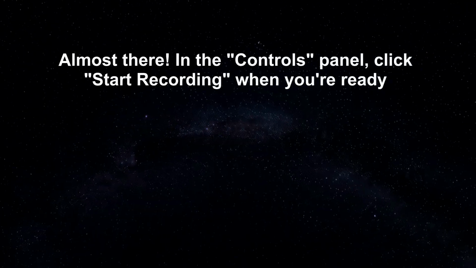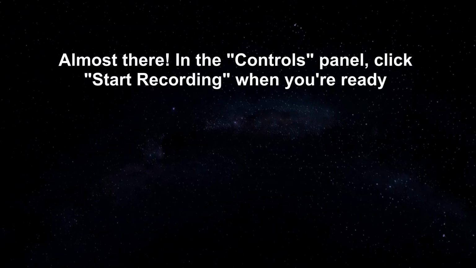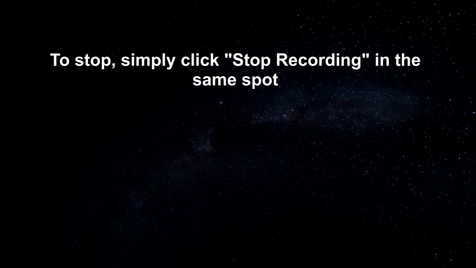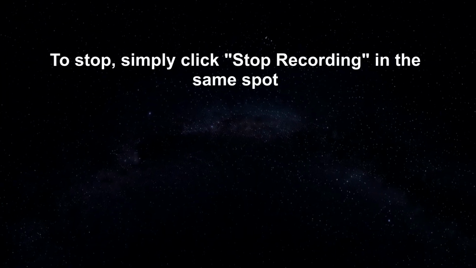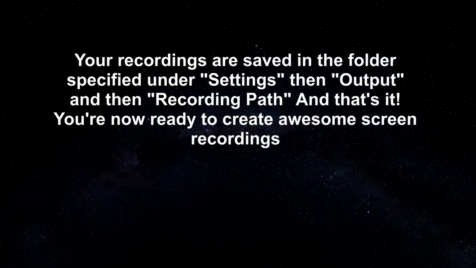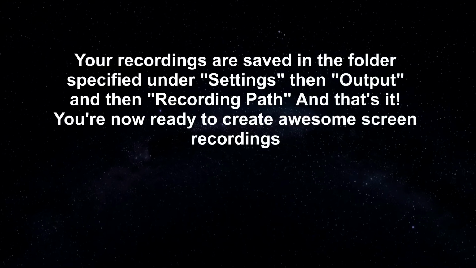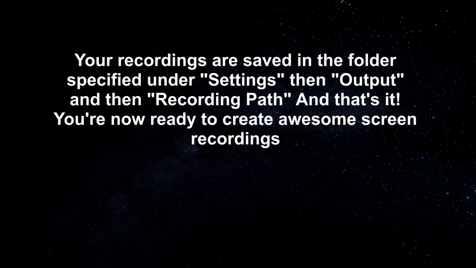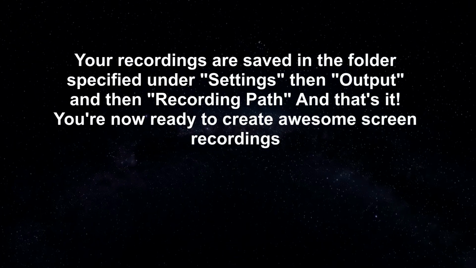Almost there. In the Controls panel, click Start Recording when you're ready. To stop, simply click Stop Recording in the same spot. Your recordings are saved in the folder specified under Settings, then Output, and then Recording Path, and that's it. You're now ready to create awesome screen recordings.